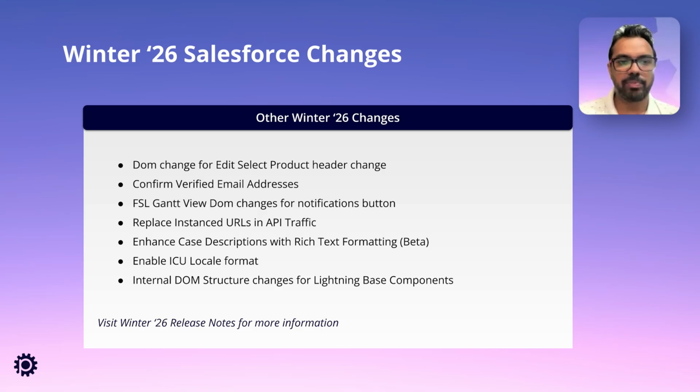The next one is around replacing instance URL in API traffic. With the My Domain enforcement, you now have to make sure your instance URL in API traffic is updated and handled properly. If you don't do it, there's a chance your API request might fail.